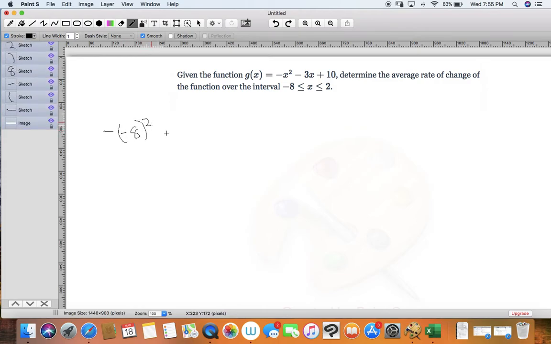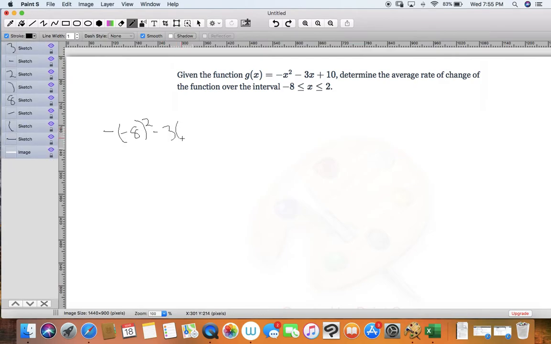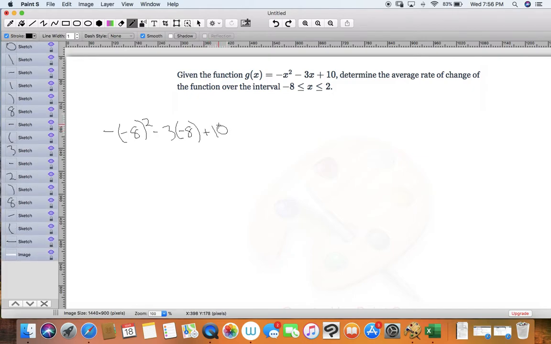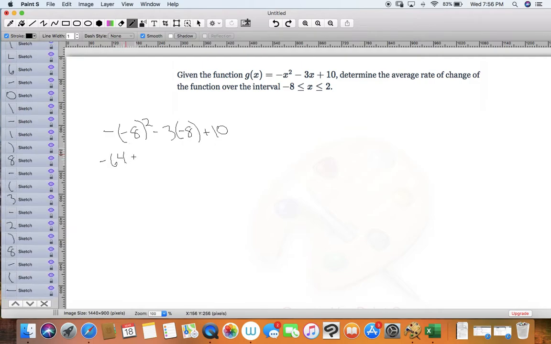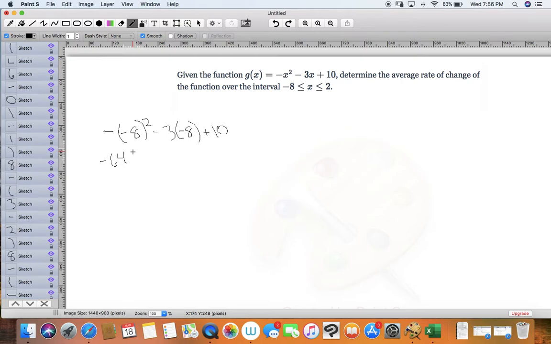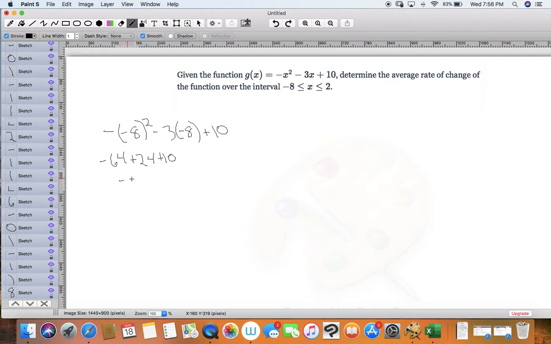So we've got -8 squared minus 3 times -8 plus 10. Now if you're careful and you have a calculator, you can plug all that in at once, or again you can just do it step by step. So a negative times a negative is positive, so that's going to give us positive 64, but because there's a negative out front, that will give us a negative 64. And then -3 times a -8 is going to give us a positive 24 plus 10. When we put that in our calculators, we get a -30.